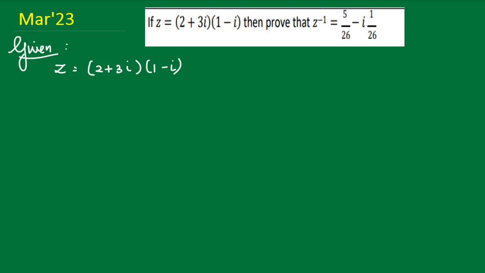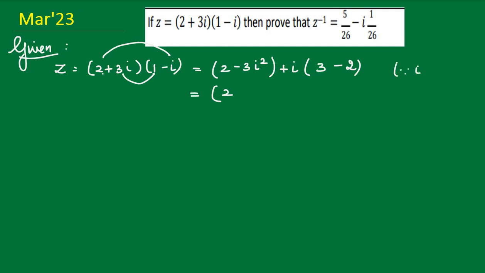Simplify this term first. This is equal to 2 into 1 is 2. We write the real parts separately first, minus 3i squared, then multiply the next terms, that is the imaginary terms. So we get here plus i into 3 minus i into 2. Now I squared we know is equal to minus 1. So substitute i squared as minus 1. So we get 2 plus 3 plus i into 1, which is equal to 5 plus i. So we have got z is equal to 5 plus i.